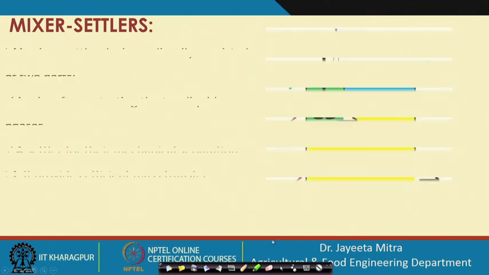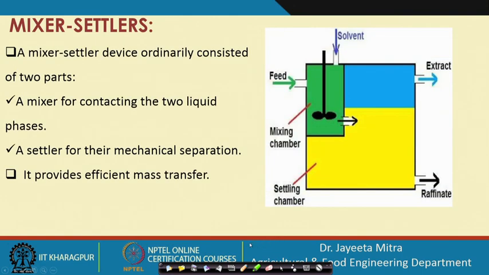Mixer settlers. A mixer settler device ordinarily consists of two parts. One is a mixer for contacting the two liquid phases and a settler for their mechanical separation. It provides efficient mass transfer.